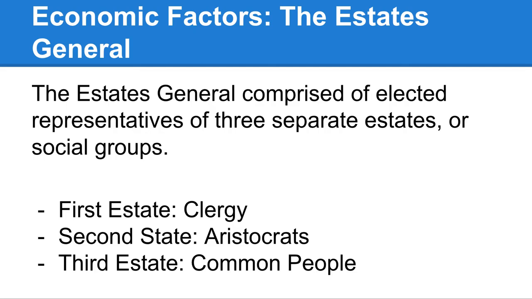And then the third estate as well was broken down. You had the richer parts of the bourgeoisie, and you also had the poorer peasants who worked out in the farms and the fields. And all of that is just a very generalized overview. Don't take that as the be-all and end-all of the divisions, just that there were groups within these first and second and third estates.